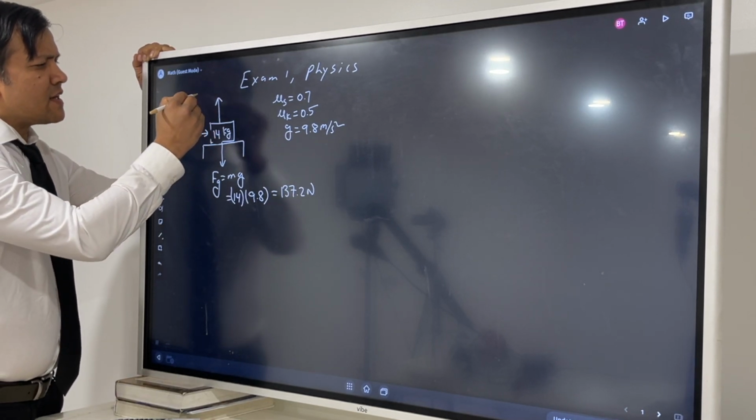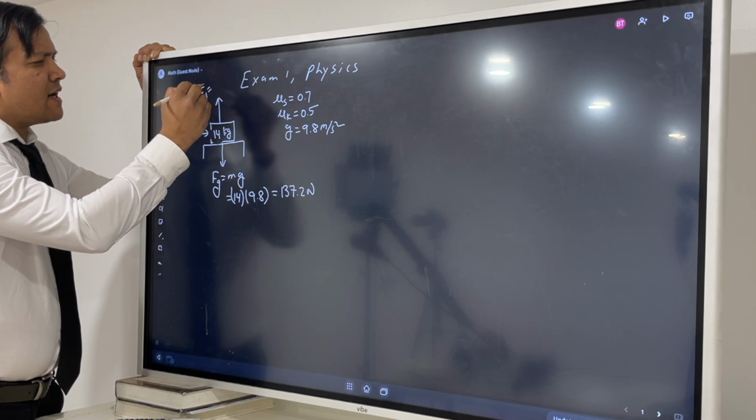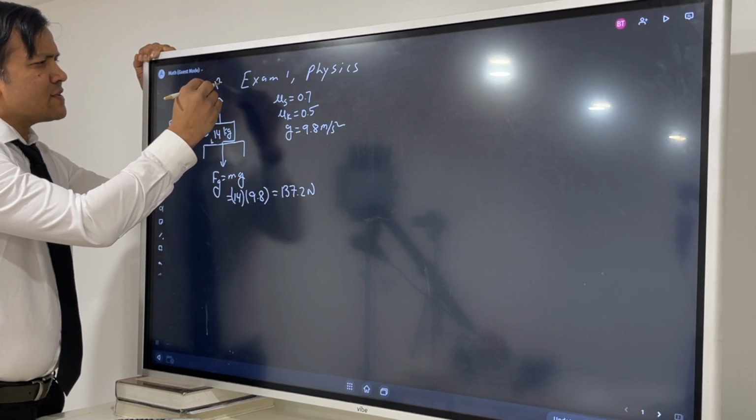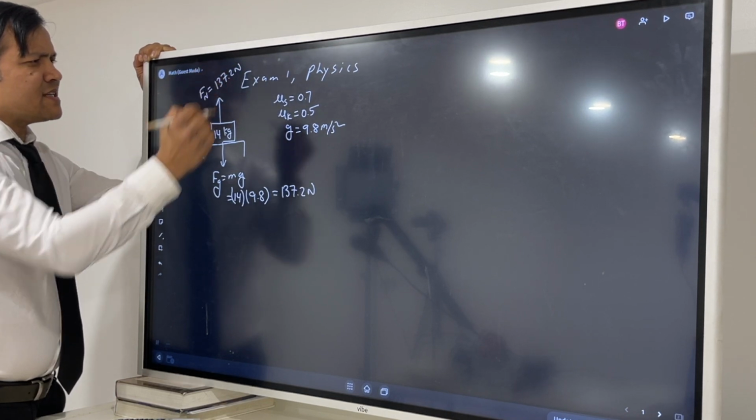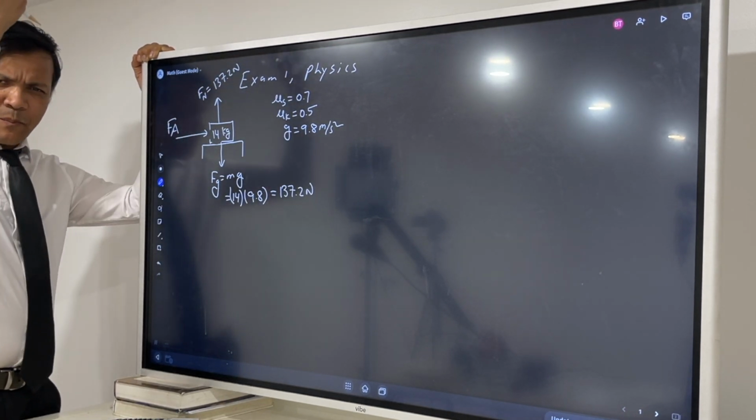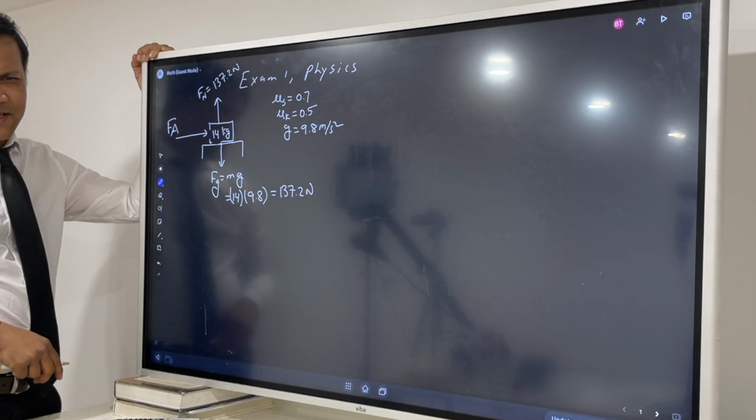So this is equal in magnitude and opposite in direction, because there is no upward pulling force acting on this box.